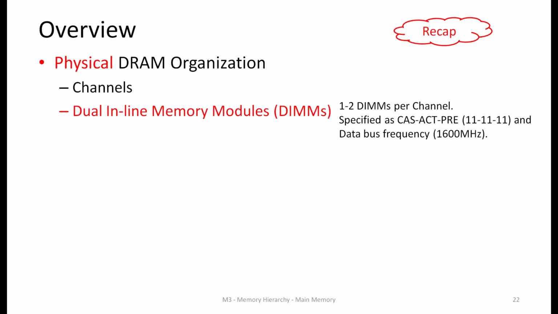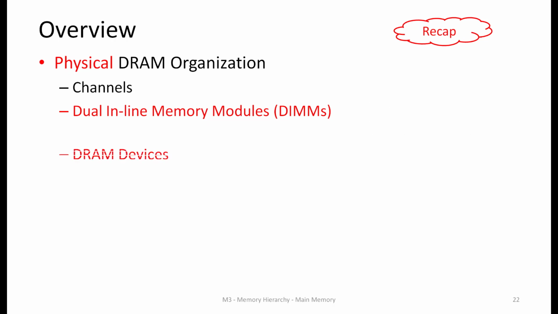Along with this information, the DIMM will also be specified by its data bus frequency. Here, for example, it's 1600 megahertz. Each DIMM we realized is made up of DRAM devices or DRAM chips. Each of these chips can be imagined as if it's a mini DRAM, because whatever happens in one DRAM device happens across all the other DRAM devices. And a DRAM device is specified by its width, x4, x8, so on.